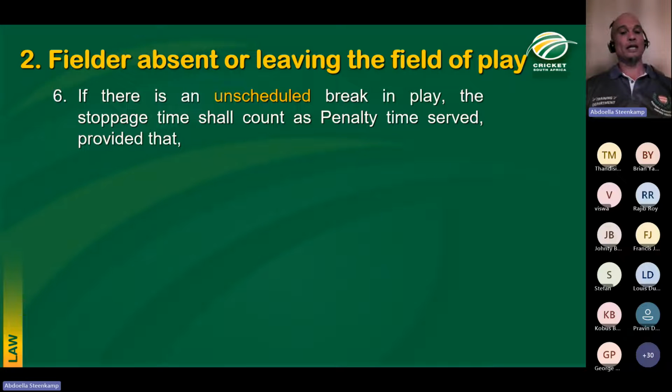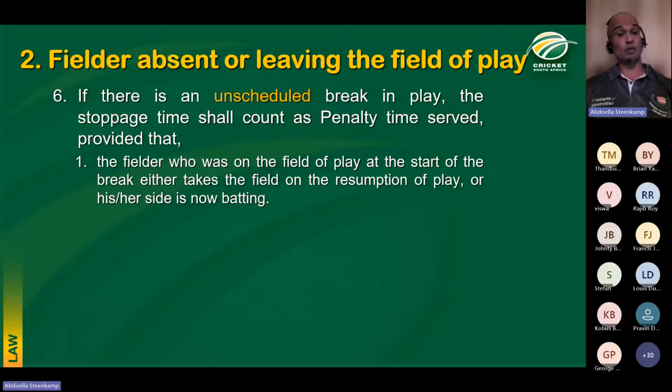The law allows for an unscheduled interval, and a typical example is a rain interruption. The law allows for an unscheduled interval to be offset against any penalty time that an injured player might owe us. We will go into much more detail for those of you who are going to join us in level 2 and level 3. We're going to go into detail about penalty time, unscheduled breaks, how you offset it, how you don't offset it.